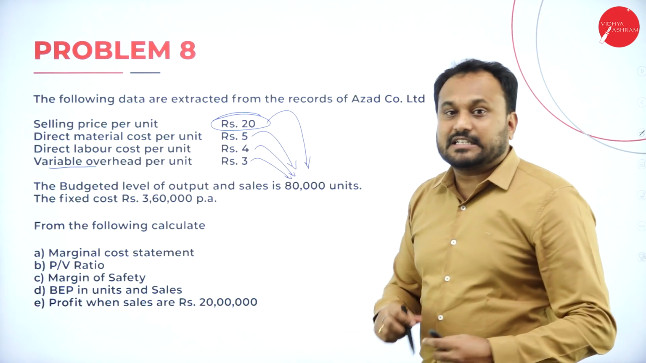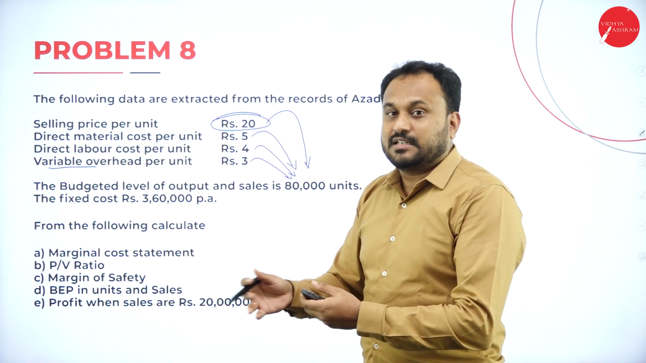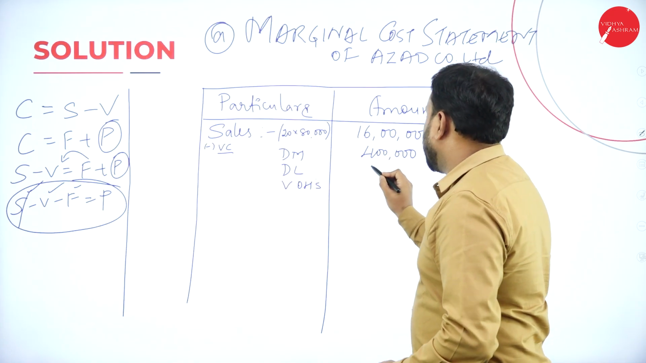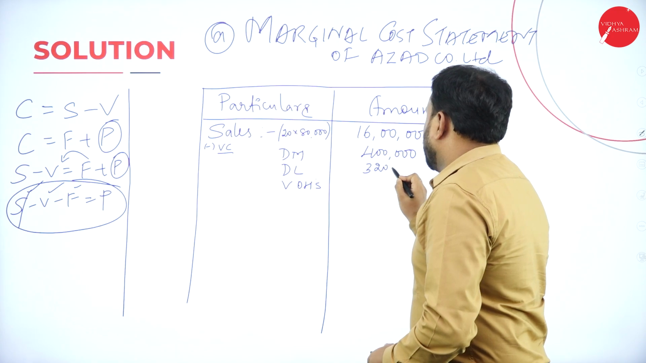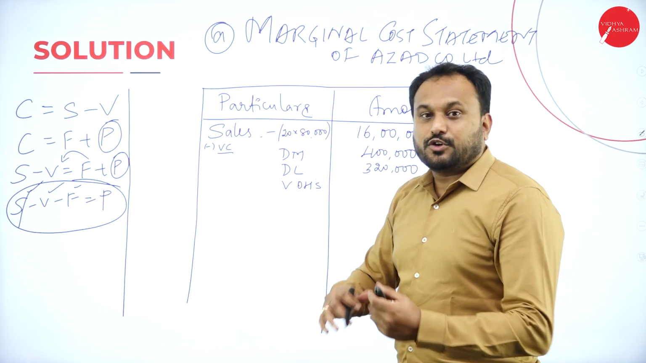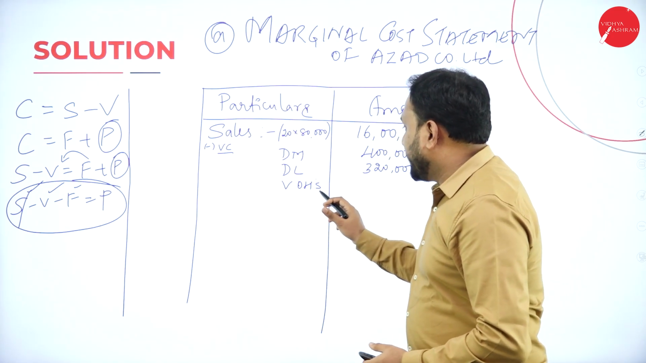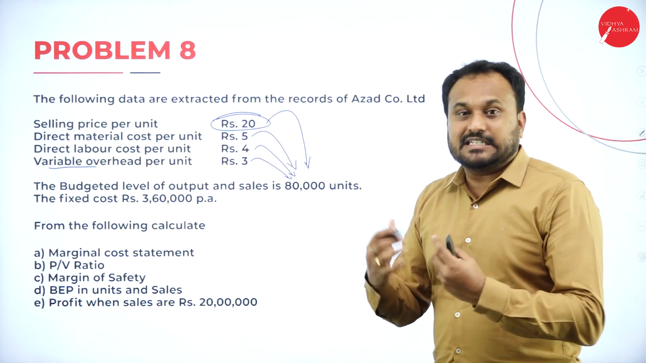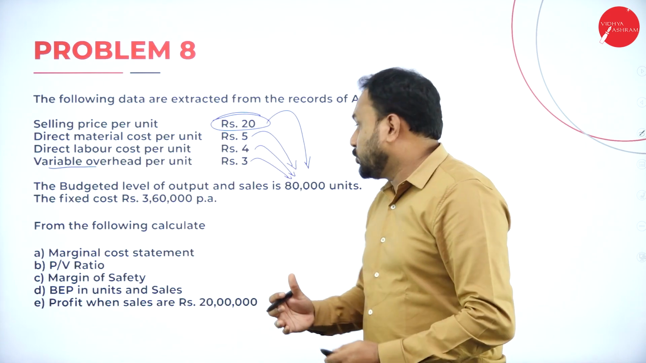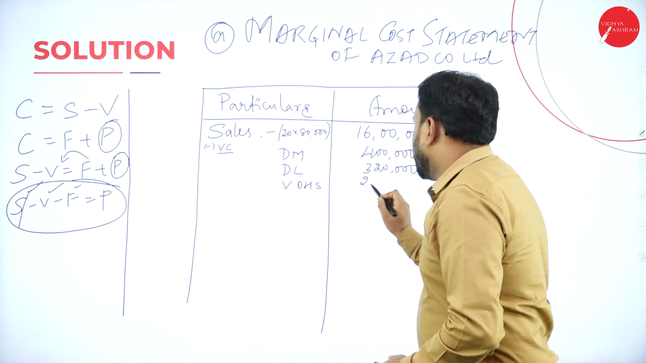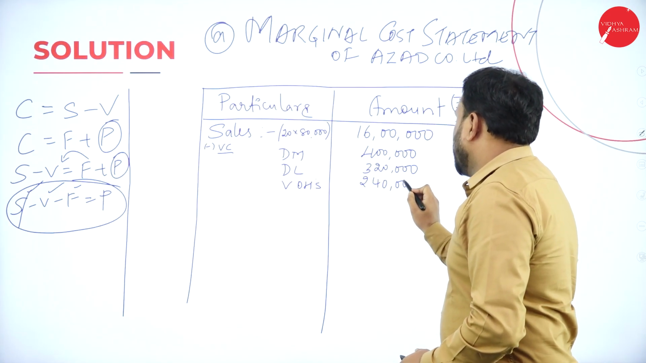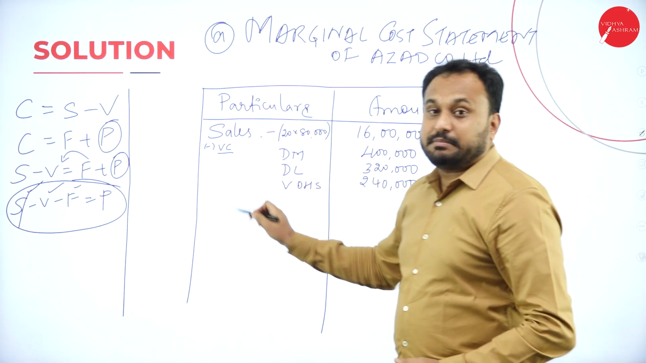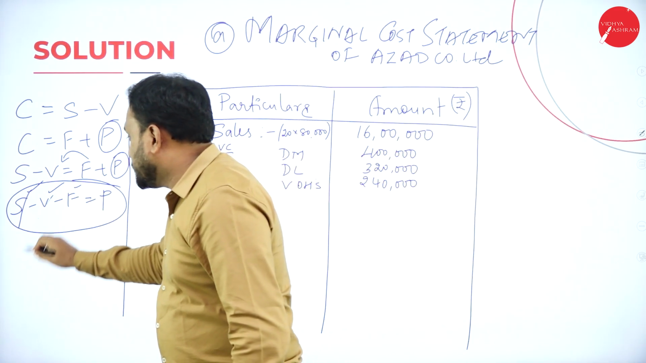Next one we have is what? 4 8s is how much? That is 32 in the sense 3 lakh 20,000. So we'll write here 3 lakh 20,000. So next is what? Variable overhead. So what is this variable overheads? Now you understand. 3 into 8. 3 8s is how much? 24. That means 2 lakh 40,000. So I'll write here 2 lakh 40,000. Done. So I'm done with my variable cost also.